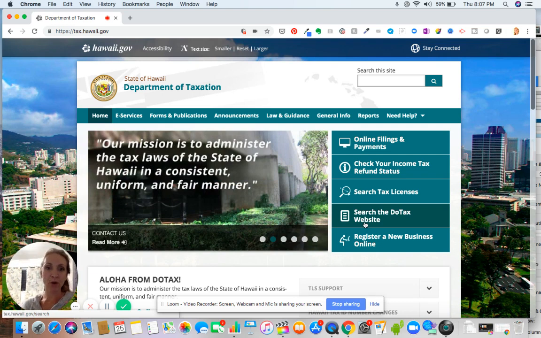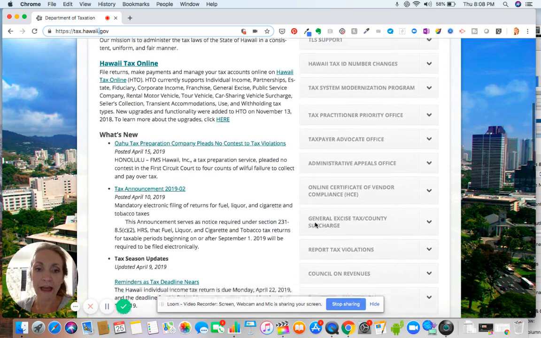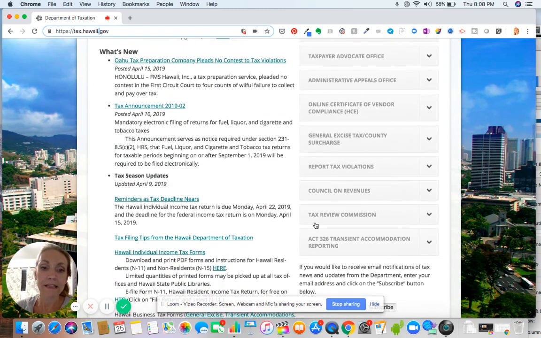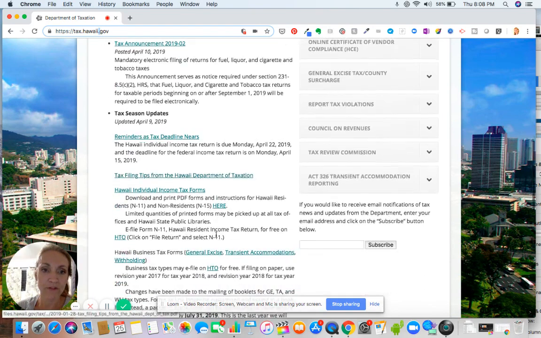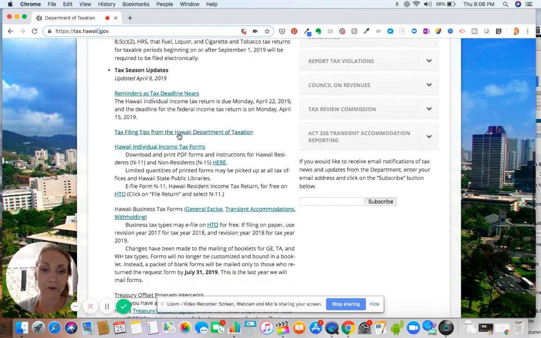All right, so when you pull up Google, search Hawaii State Tax Department. The first link will be tax.hawaii.gov, and you're going to be heading over to the website. We're going to take a look at the state of Hawaii income tax form. You just scroll down and it has basically the main taxes and tax forms.